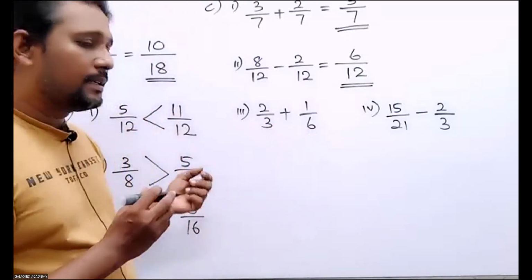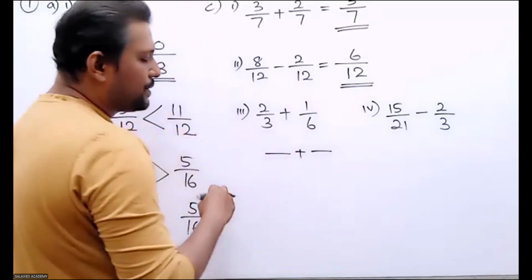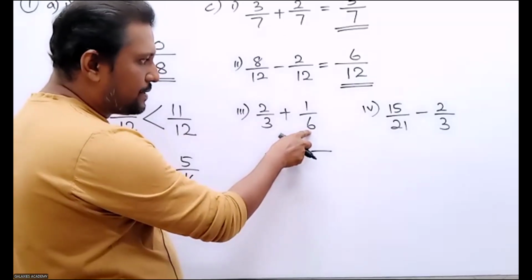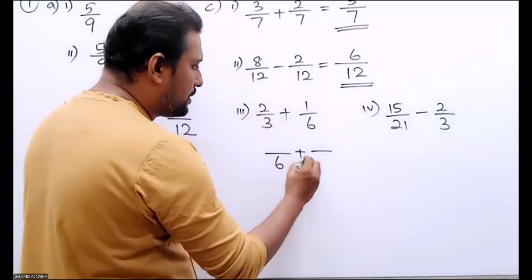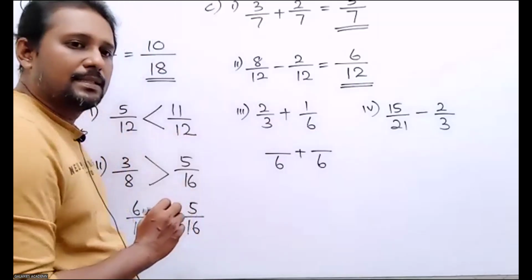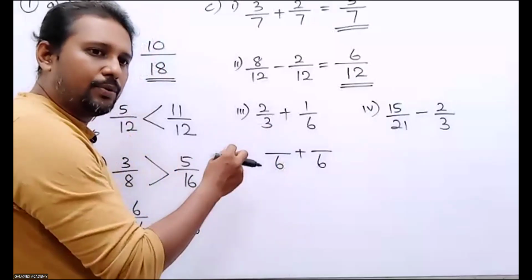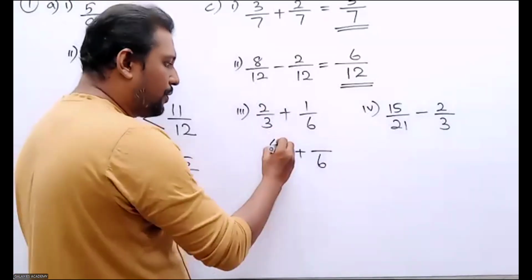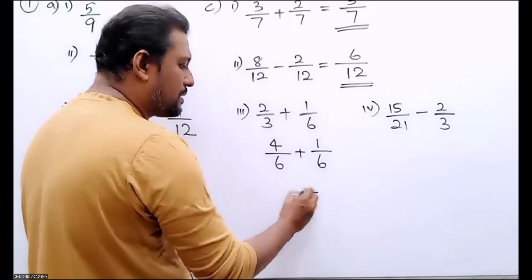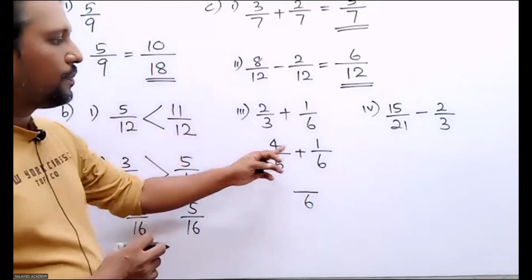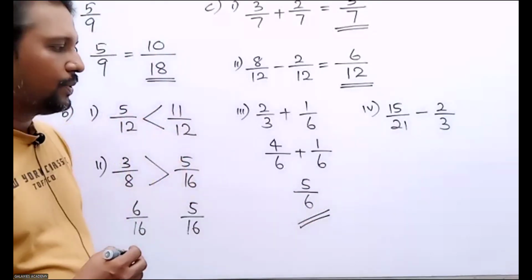Right, but in the third one, the denominators are unequal. So you have to write equal denominator fractions. Both denominators you can write as this one 6, no, this one 3. 3 also you can convert into 6, no. So both denominators you can write as 6. Then what you can do, the first fraction you have to multiply by 2. 2 times 2, 4, and here 1. Right, now the denominators are equal, so the answer denominator is the same, 6. 4 plus 1, 5. So the third part answer is 5/6.